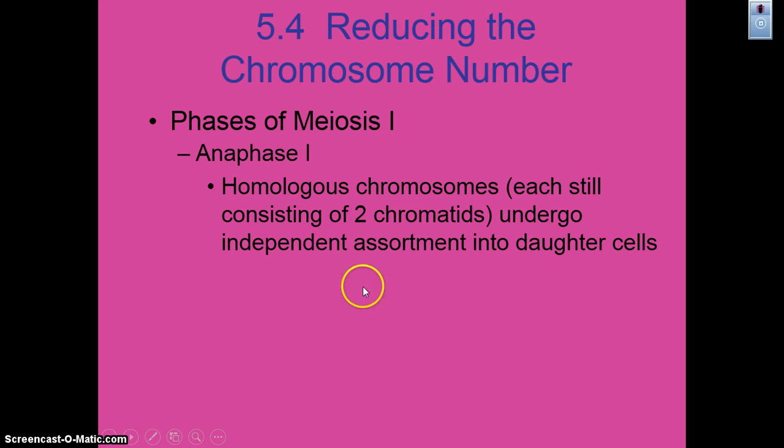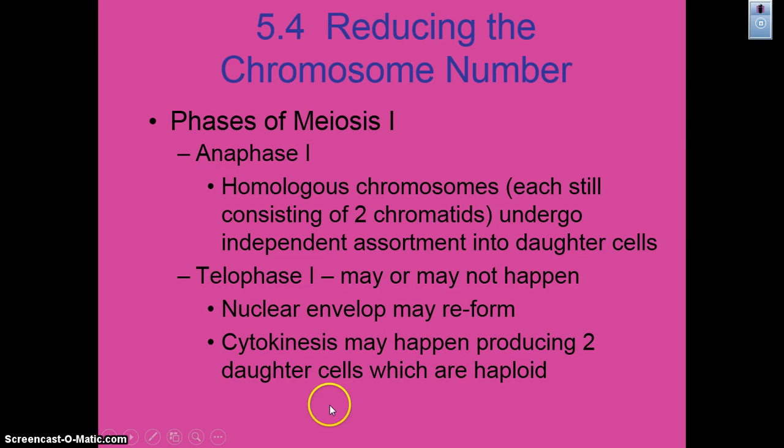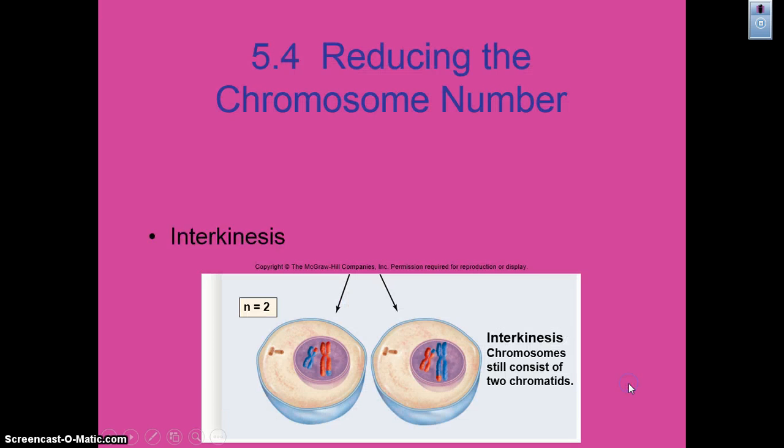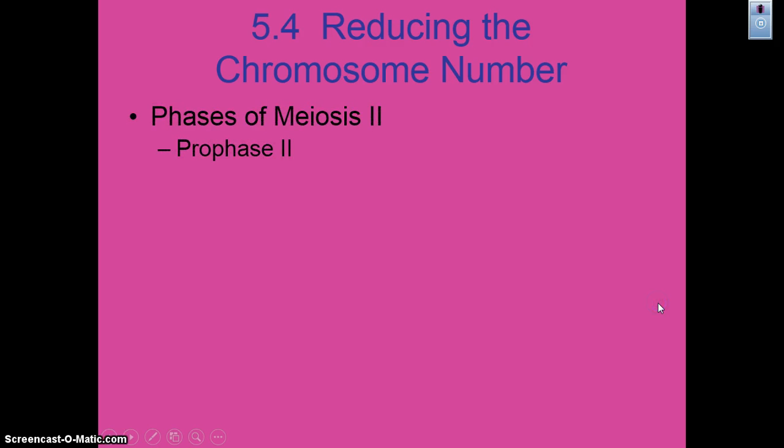Anaphase 1, the homologs, still consisting of 2 chromatids, undergo independent assortment into the daughter cells. And in telophase 1, it can happen, it may not happen, it just depends on the type of cell that's being reproduced and how quickly it needs to be reproduced. The nuclear envelope may reform, it may not. Cytokinesis may happen and have 2 daughter cells which are haploid. There's a period called interkinesis between meiosis 1 and meiosis 2, and there's no replication of DNA, so not interphase, but interkinesis, and it's kind of a resting phase.